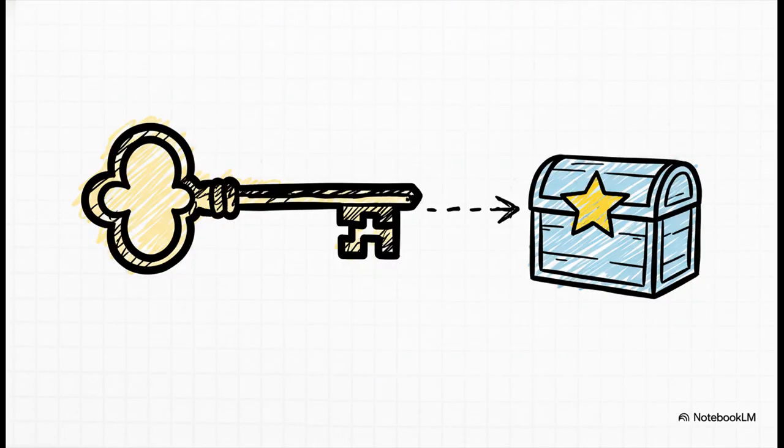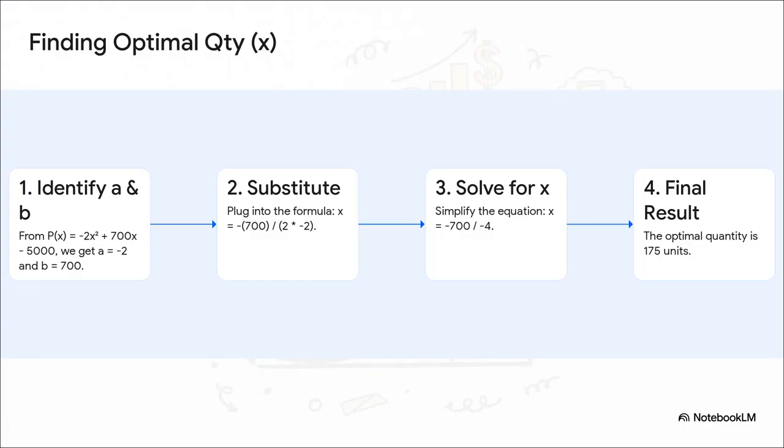And believe it or not, this simple, elegant little formula is the key that unlocks the whole thing. For any quadratic function in that standard ax squared plus bx plus c format, this formula, x equals negative b over 2a, will give you the exact x-coordinate of the vertex. It's the tool that will tell us precisely how many units to make to reach the top of our profit mountain. So let's walk through the calculation together.